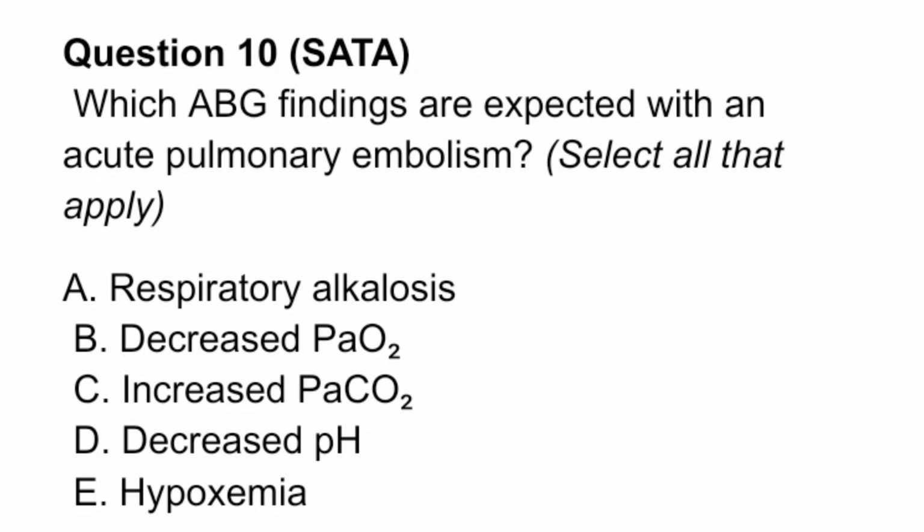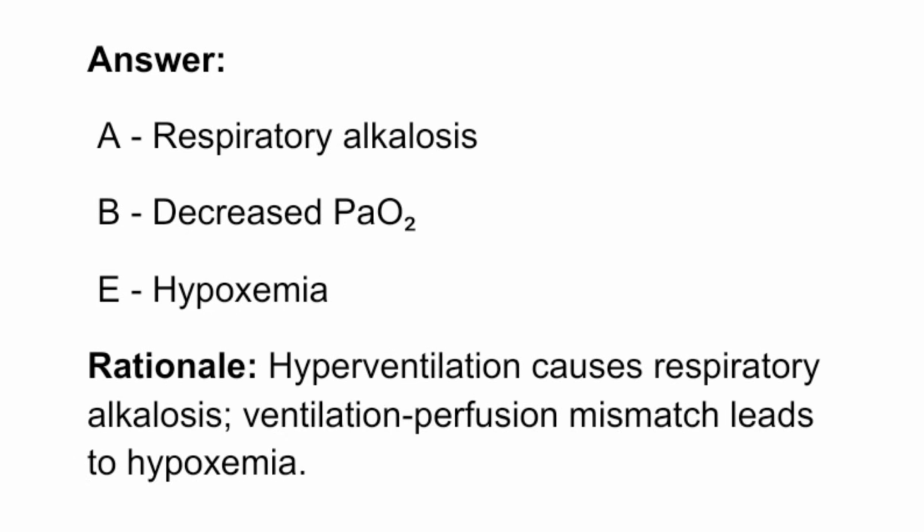Question 10. SATA. Which ABG findings are expected with an acute pulmonary embolism? Select all that apply. A. Respiratory alkalosis. B. Decreased PaO2. E. Hypoxemia. Answers: A. Respiratory alkalosis. B. Decreased PaO2. E. Hypoxemia. Rationale: Hyperventilation causes respiratory alkalosis. Ventilation-perfusion mismatch leads to hypoxemia.